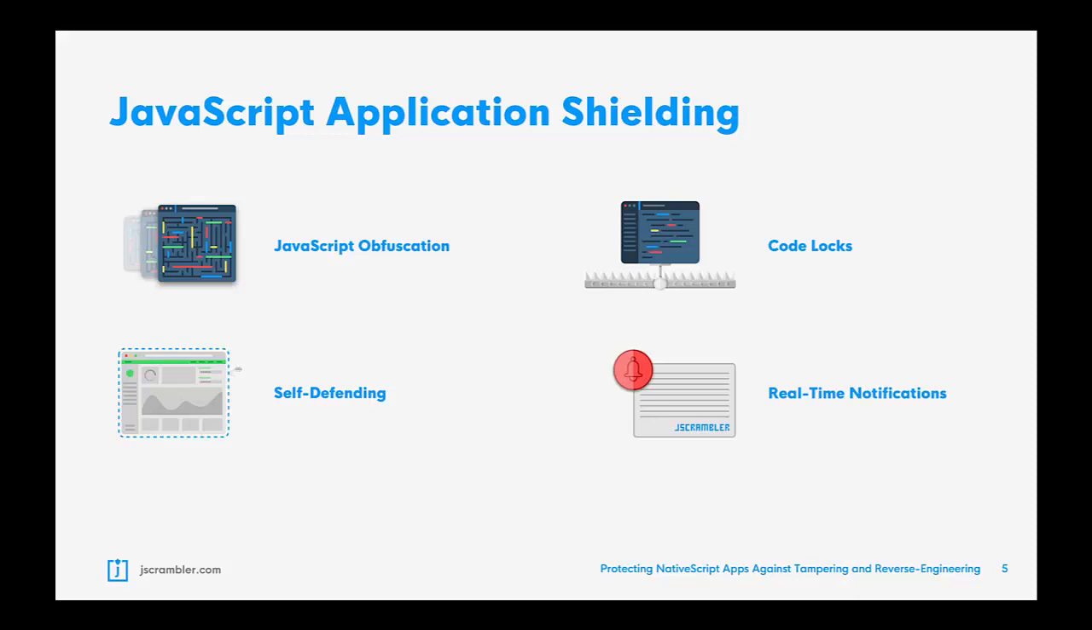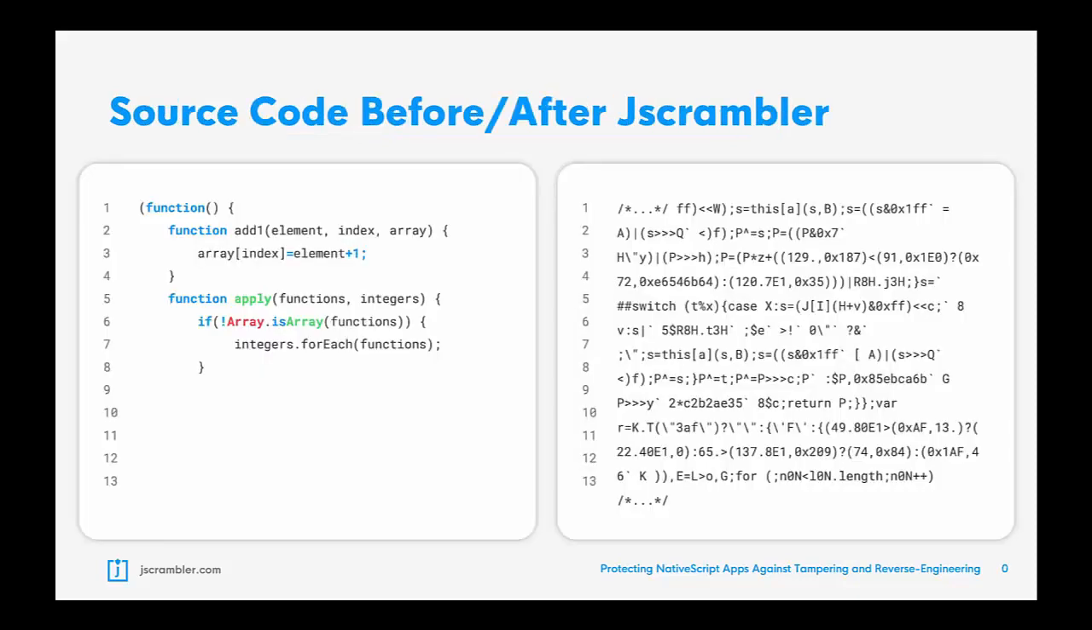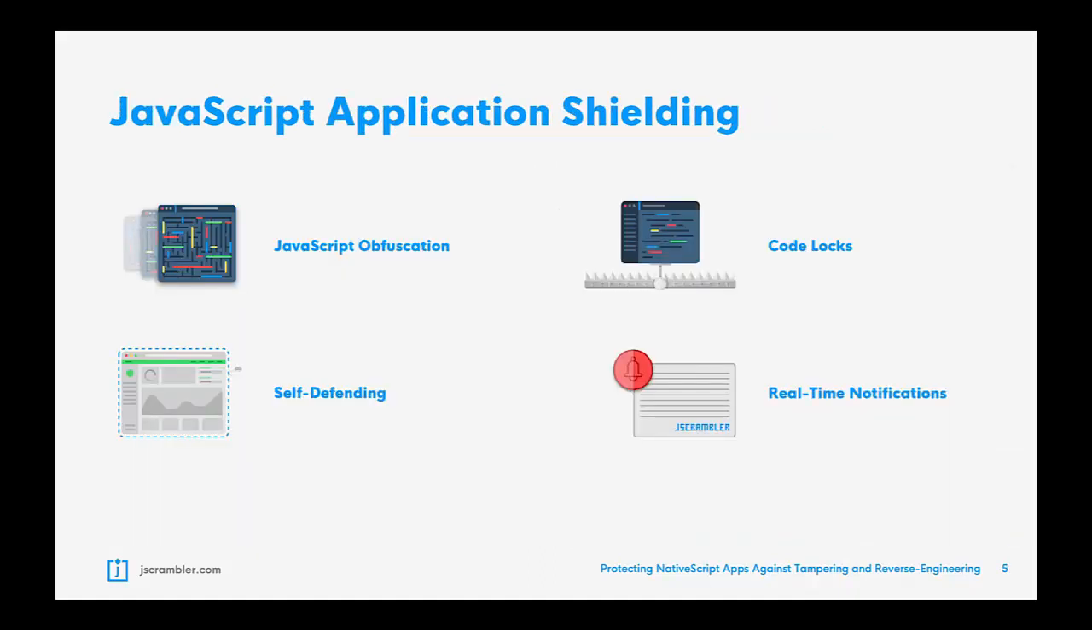The first one is advanced JavaScript obfuscation. You may already know what obfuscation is, but what it does is it rewrites the code of your application in such a way that it becomes really hard to understand what's going on. Let me show you an example of how that looks. As you can see, the original code is the left portion of the screen, and on the right you can see a transformed version of the same code. Extremely hard to read.